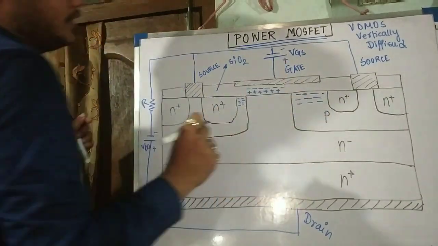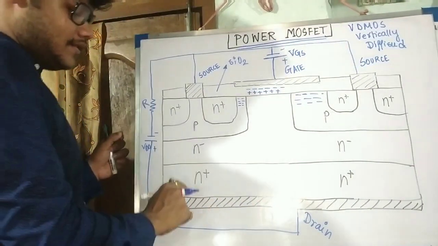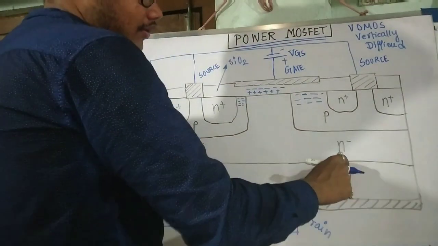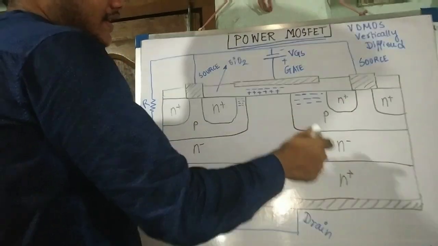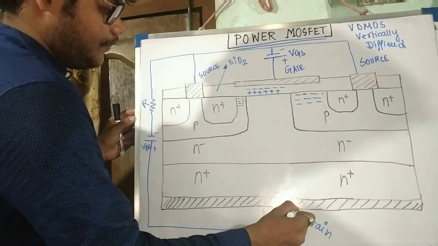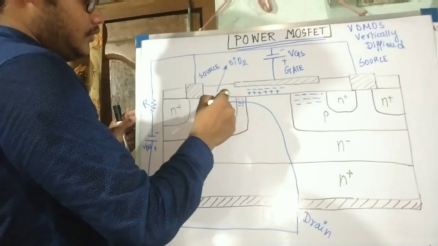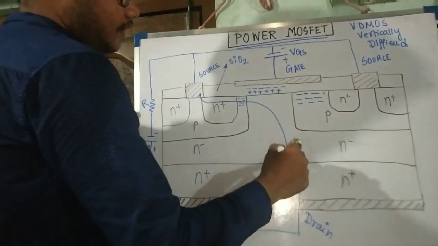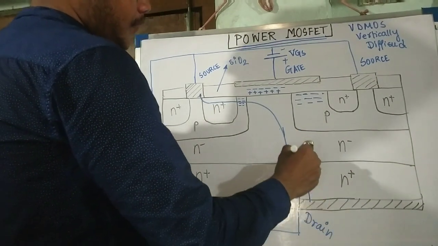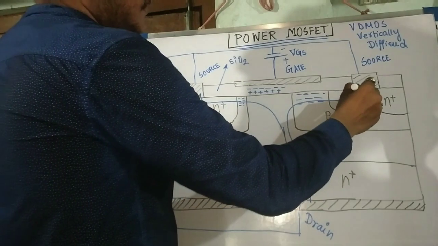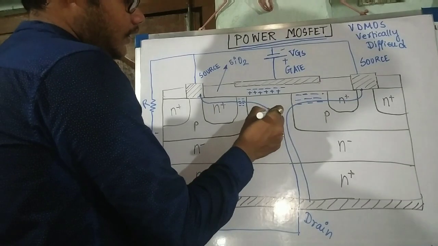Okay, the electrons get accumulated. Now what happens? This is N plus, that is, it is having more electrons. It is also N plus, it is having more electrons, and now a channel is formed. Now there is a current flow like this. The current flow is like this. It is again from drain to source. The channel is formed. Again you can see this is the direction of the current flow.